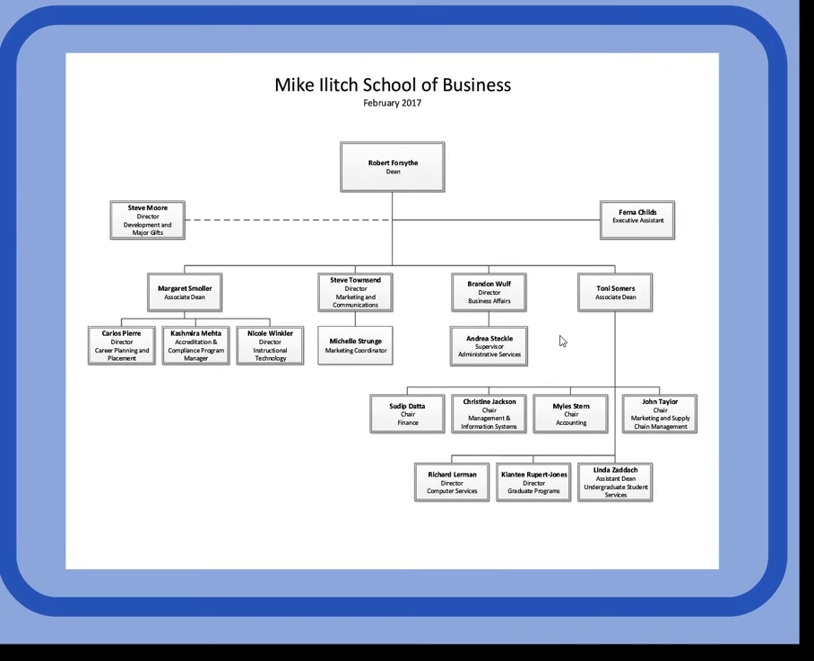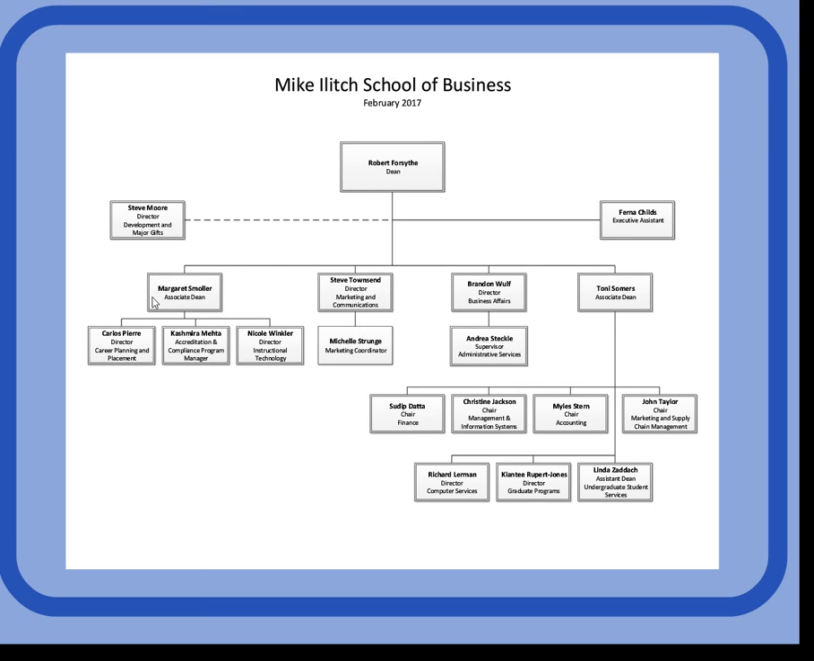Making it personal, let's look at the Mike Ilitch School of Business org chart. Again, at the top here, you'll see our dean, Dr. Robert Forsyth. And then you'll notice a few things here: this dotted line here, but then this solid line here. Think about that. Think about what that means. We could talk about this next week to see what your interpretations are.